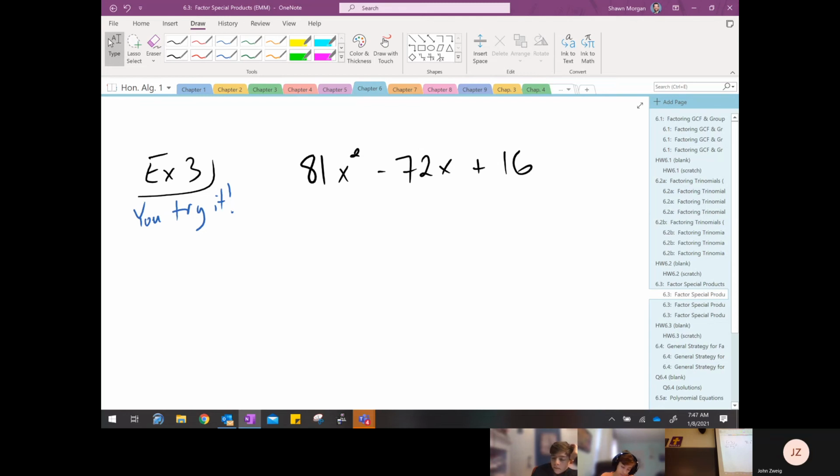Remember, first thing we look for is there a GCF. Second thing we look for, is this a difference of 2 squares? Third thing we look for, is this a PST? Because that's our bread and butter factoring technique, 1, 2, 3 in a row. There is no GCF. There's 3 terms instead of 2 terms, so we look to see is it a PST.